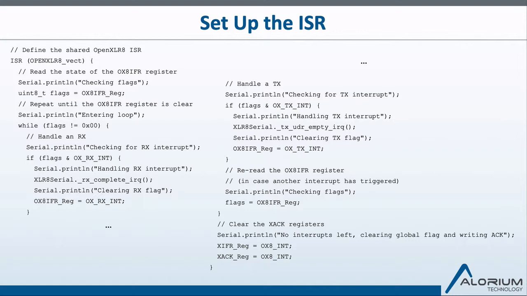Next, we'll check for a TX interrupt, and if that's been set, we will call the TX UDR empty IRQ, which is the function that handles TX interrupts in the XLR8Serial class. Then we clear the OpenXLR8 TX flag bit, and then we will recheck the flags again. If the flag register comes back clear, we will exit the loop and clear the global XLR8 flag and ACK registers.